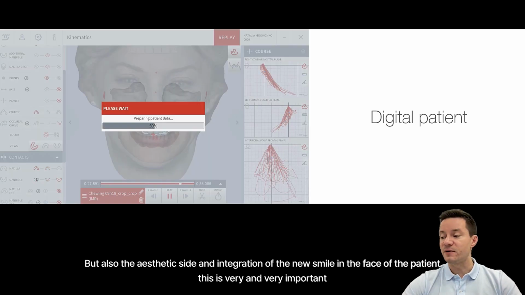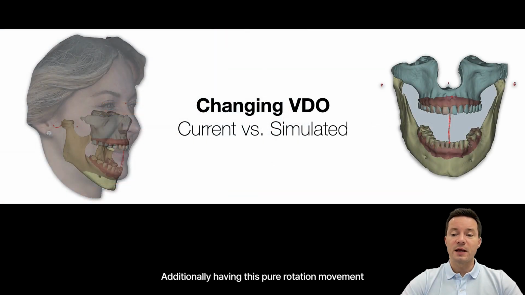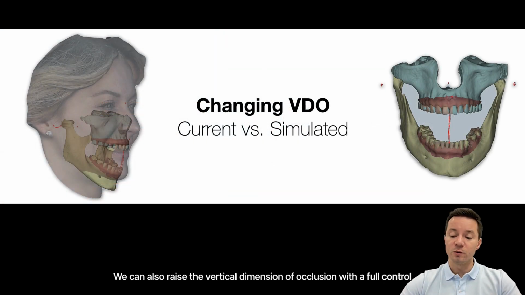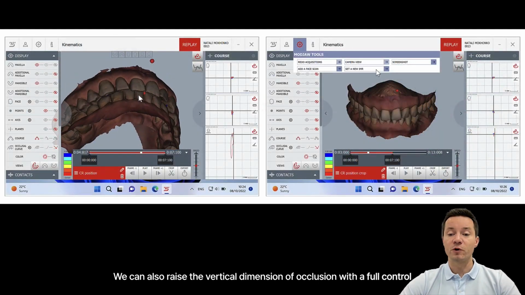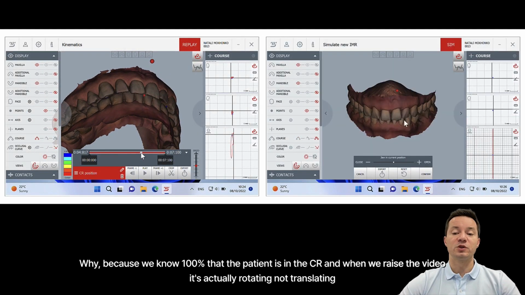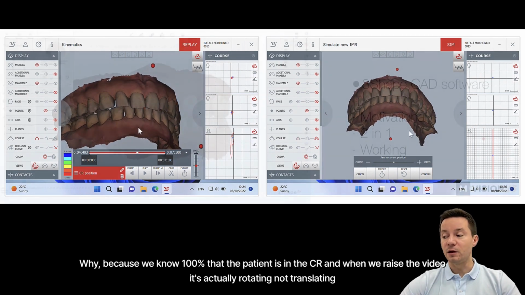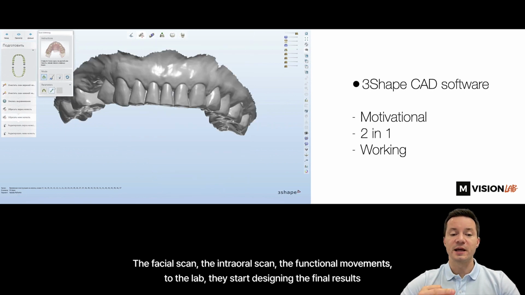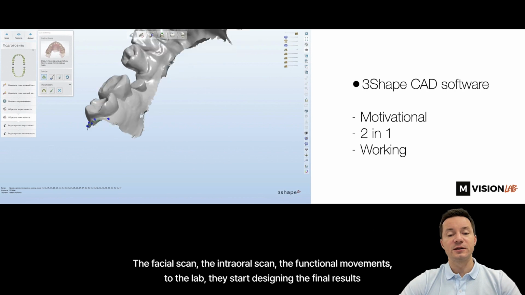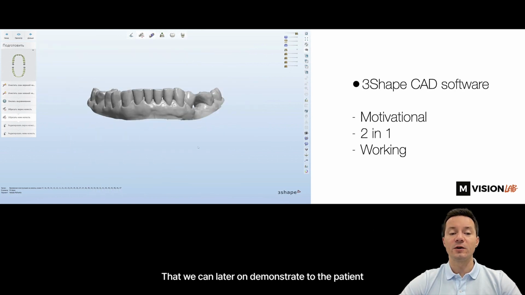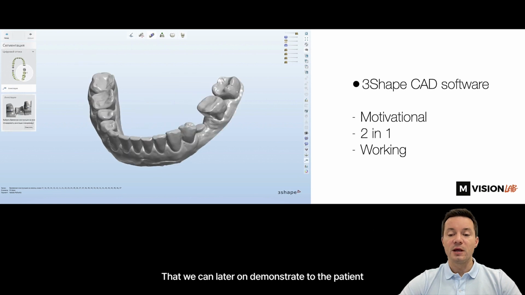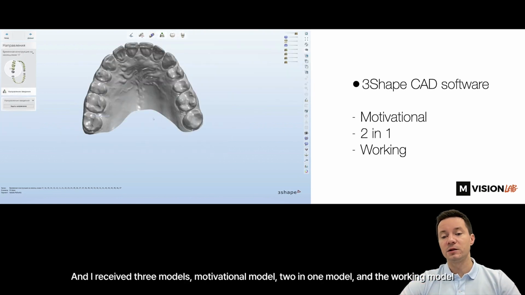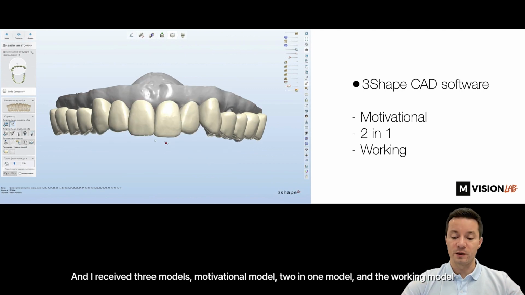This is very important. Additionally, having this pure rotation movement, we can also raise the vertical dimension of occlusion with the full control. Why? Because we know 100% that the patient is in the CR, and when we raise the vertical, it's actually rotating, not translating. And after we send all this information, the facial scan, the intraoral scan, the functional movements to the lab, they start designing the final result that we can later on demonstrate to the patient. And I received 3 models: motivational model, 2-in-1 model, and the working model.